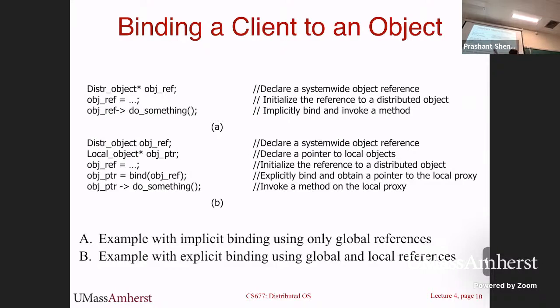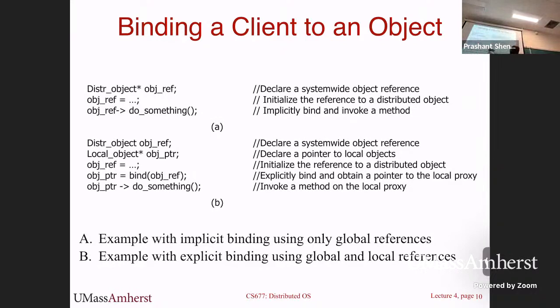In implicit binding, you essentially have an object. That's a remote object, and you call a method on that object. That's an RMI call. So the first time you make an RMI request, your stub code is going to go and figure out where the server is and bind to it. That's called implicit binding because the programmer hasn't written any code to bind.